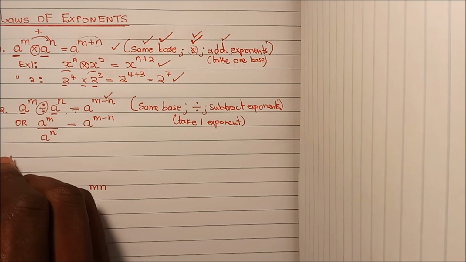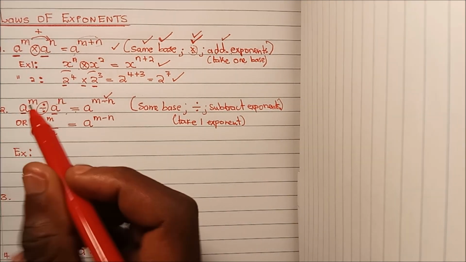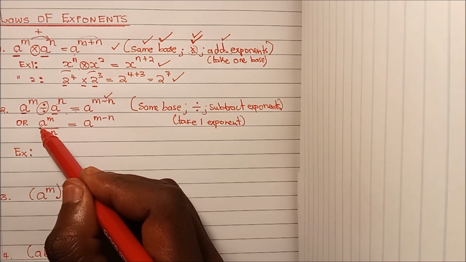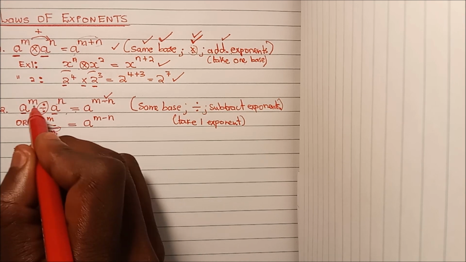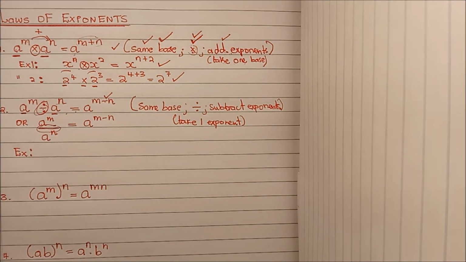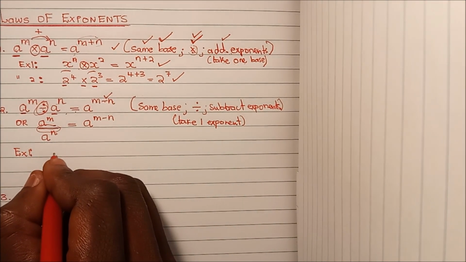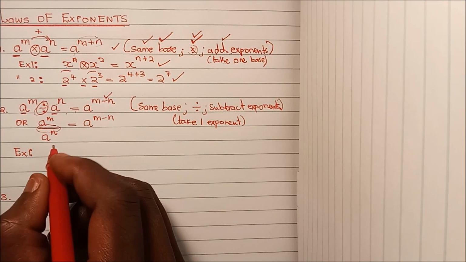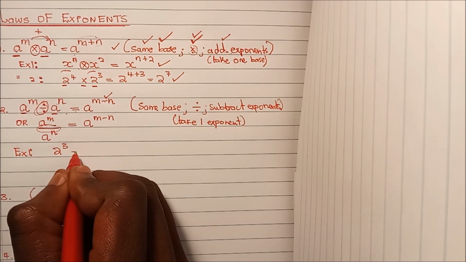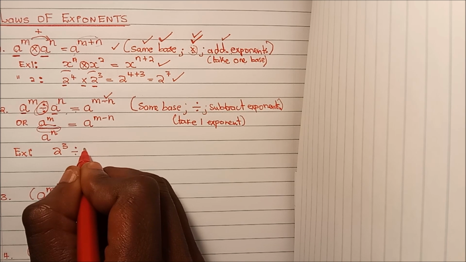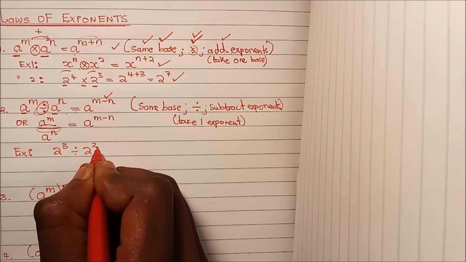So now let's take an example. You see here, it's a to the power of m divided by a to the power of n. Remember that this division and that one, they are equivalent. So now let's look at the first example that we can make so that you can understand these things better. So let's look at 2 to the power of 3 divided by 2 to the power of 2.